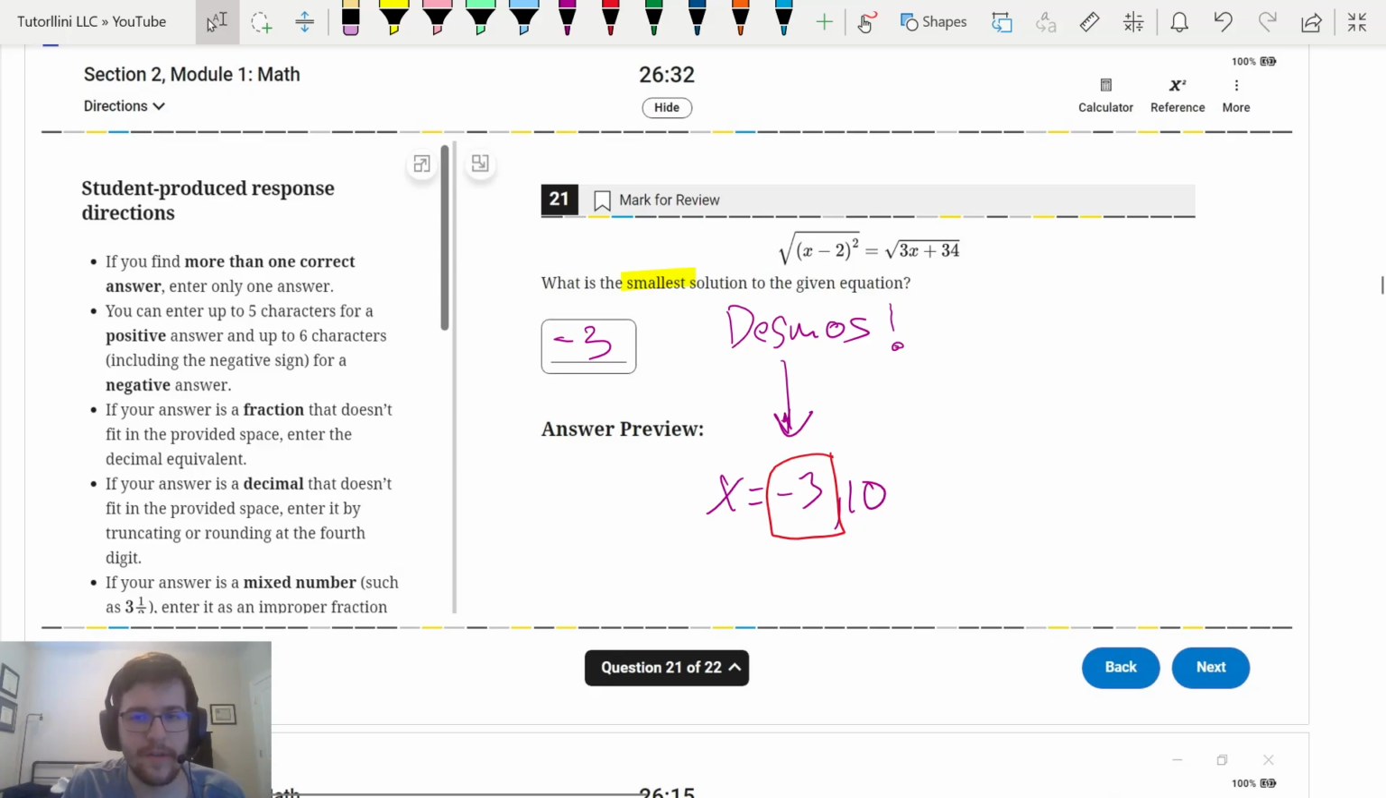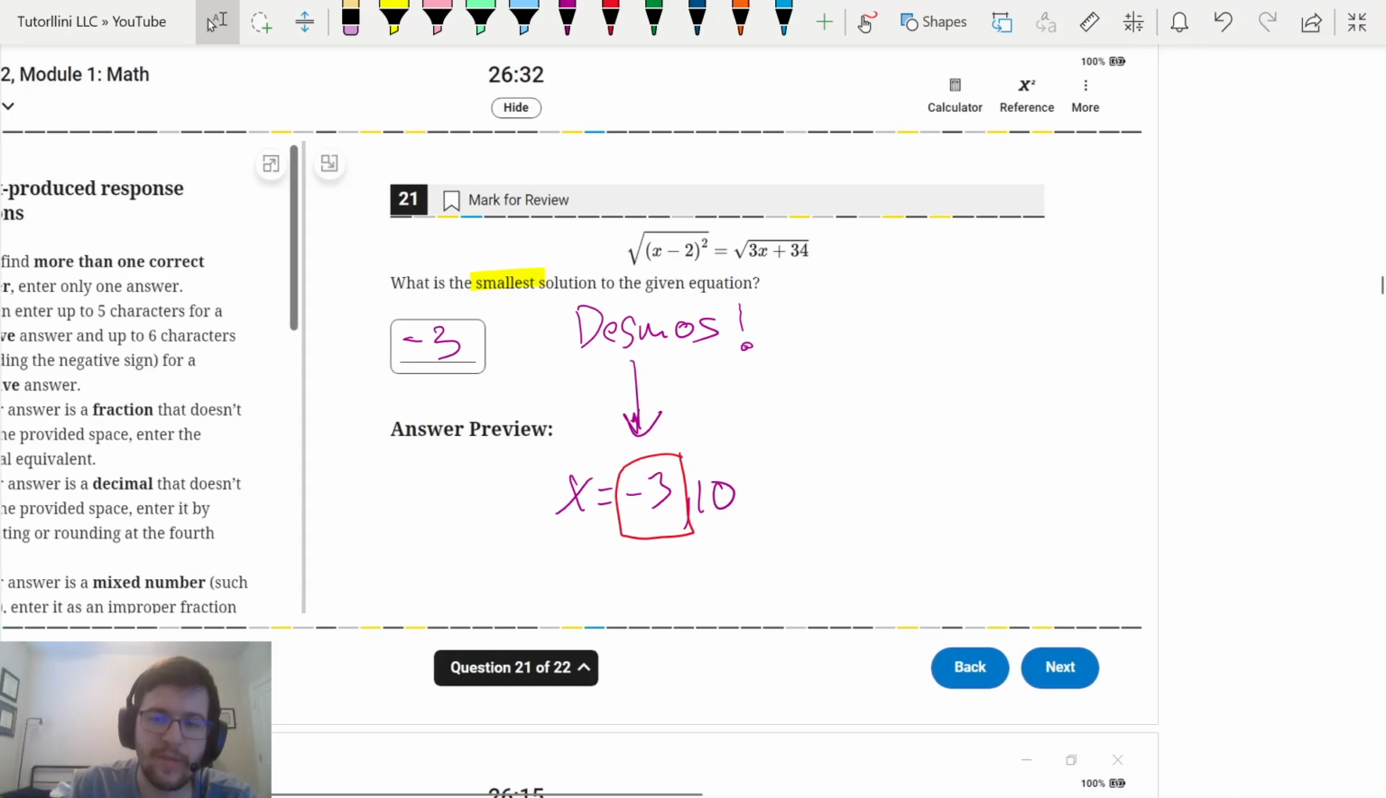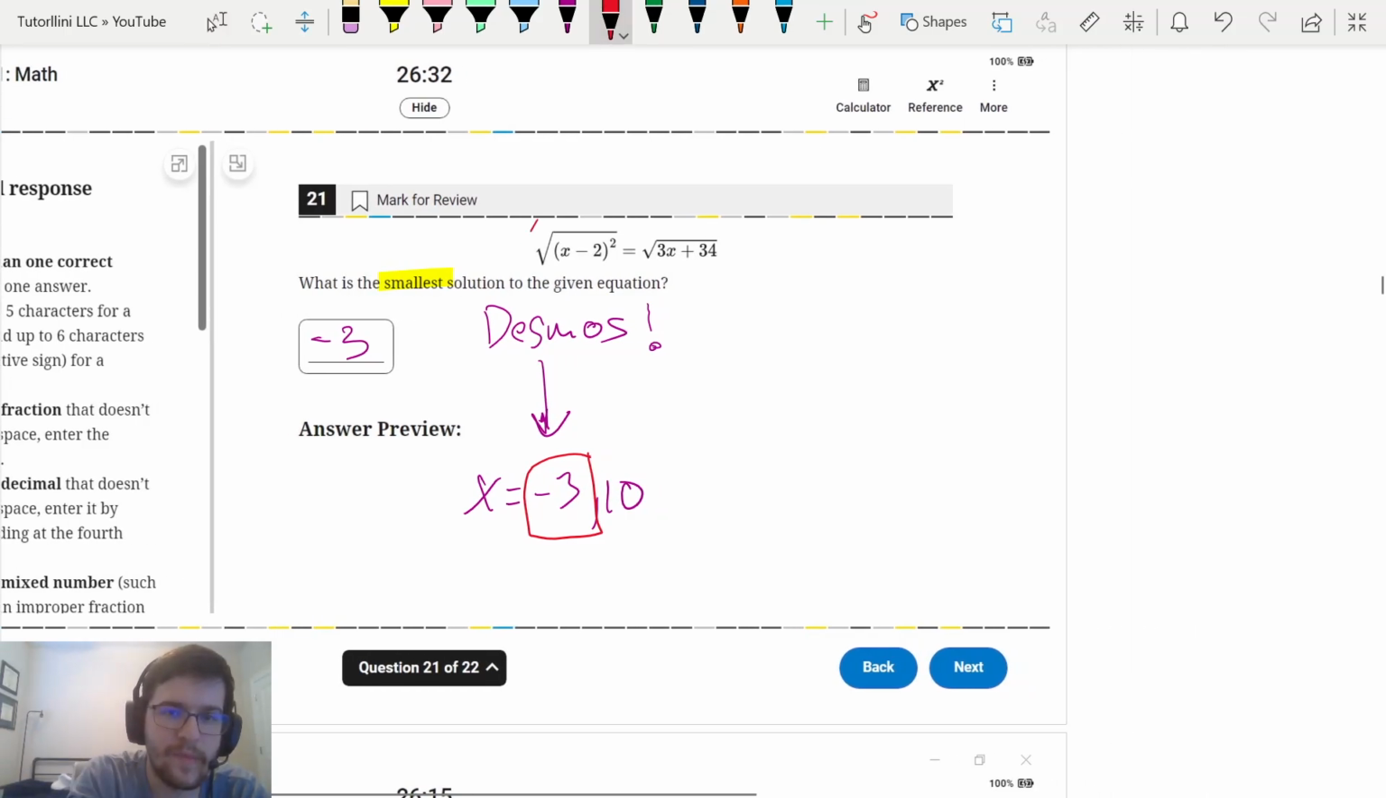Okay, so let's go over how to do it by hand. Okay, so just give me 1 sec. All right, so by hand, you see we got square roots on both sides, right? So we're going to square both sides.